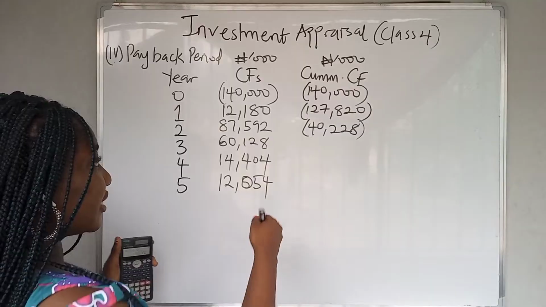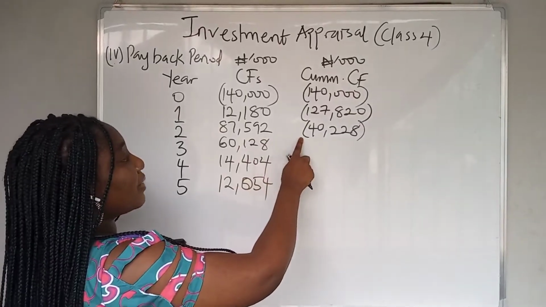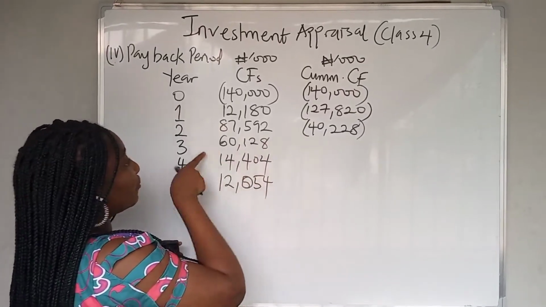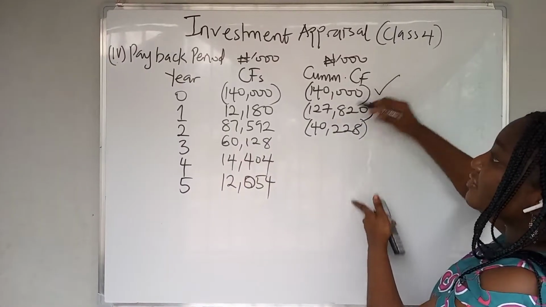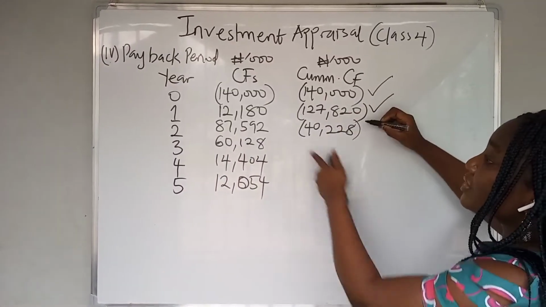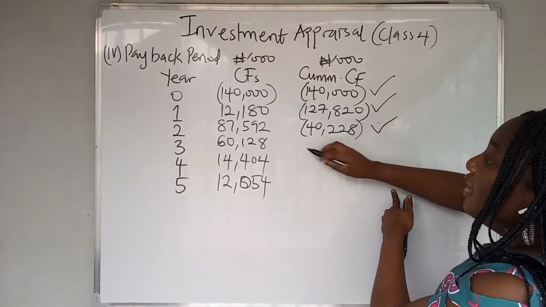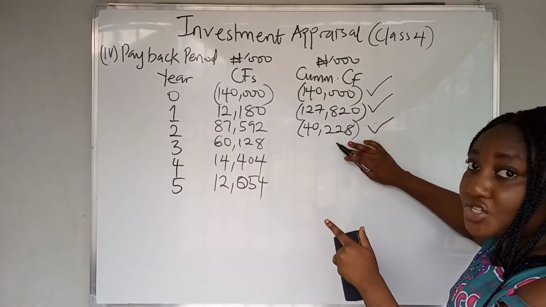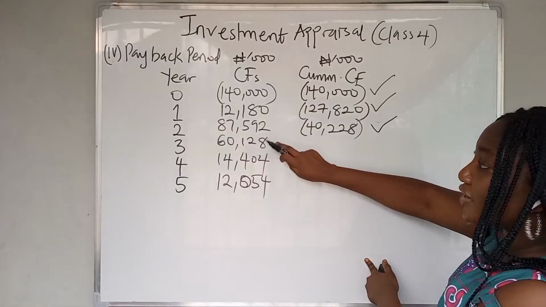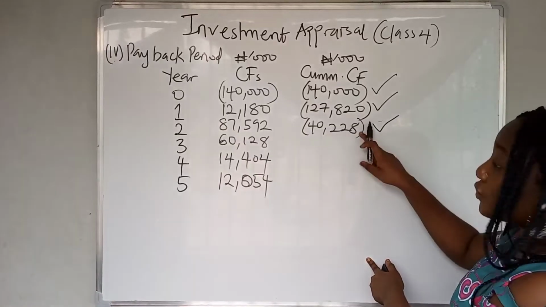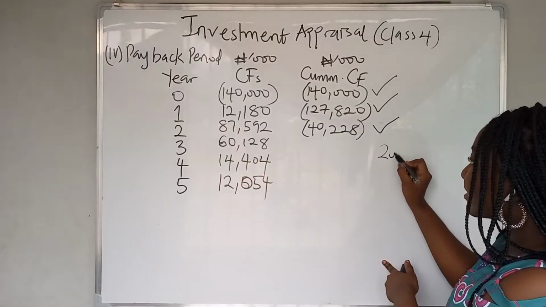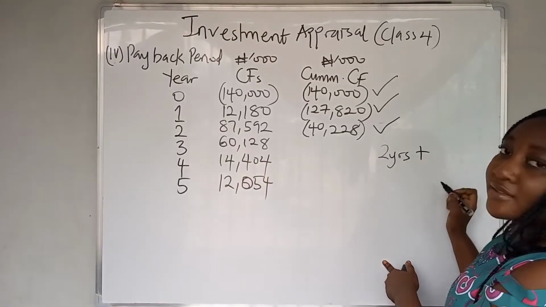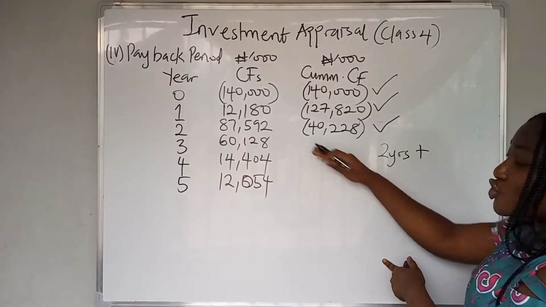I might go over it again, right? So it means that they will regain their money in the middle of year 3, right? Because at year 0 it is still a negative. By year 1, the negative reduced. By year 2, the negative reduced. By year 3, the negative will finish, because 60,128 can cover 40,228. Okay, so it is somewhere around what, 2 years and, right, 2 years and some months.